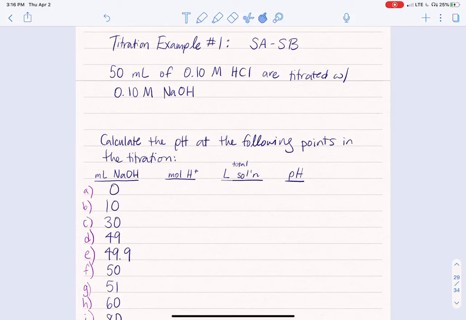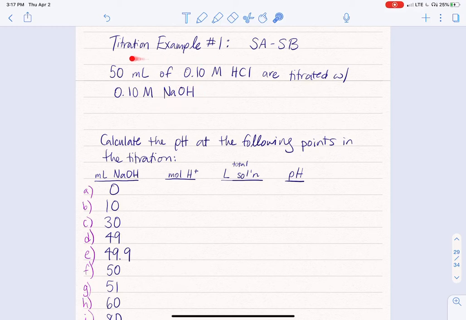This is an example of a strong acid, strong base titration. In this titration, we're going to titrate 50 milliliters of 0.1 molar hydrochloric acid with 0.1 molar sodium hydroxide. Hydrochloric acid is a strong acid. This is going to be the analyte. Sodium hydroxide, of course, is a strong base.